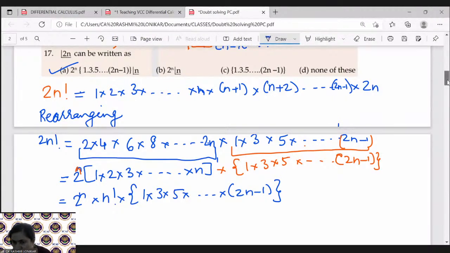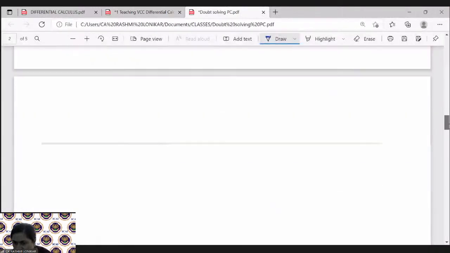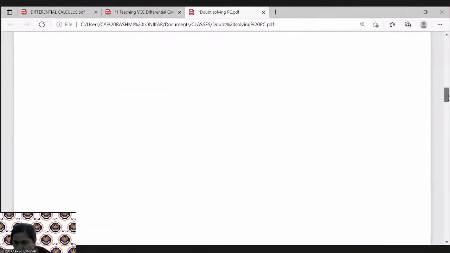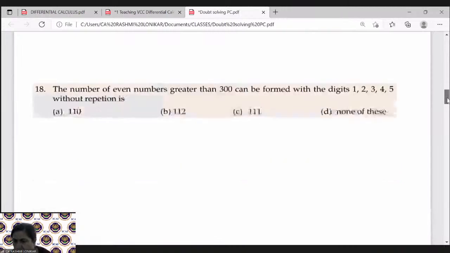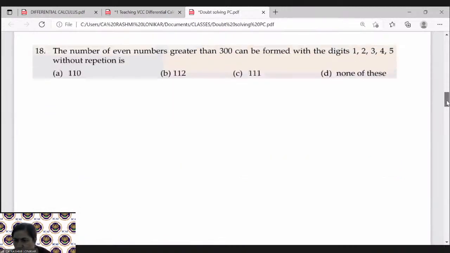Okay. So next sum to take up is, okay, this is an interesting sum. Number of even numbers greater than 300 that can be formed with digits 1, 2, 3, 4, 5. So how many numbers can you form? Some numbers will be 3-digit numbers, some numbers will be 4-digit, and some will be 5-digit.